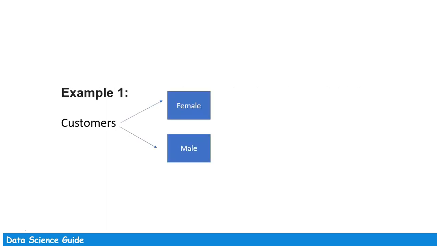Let's have a look at this example. You may have a data set that has customers. That data set might only have customers without any extra details. So in this case, the minimum granularity will be customers. But suppose that you have further granularity in your data. So customers can be female or male. This is the finest or the minimum, so we cannot go further than male or female.